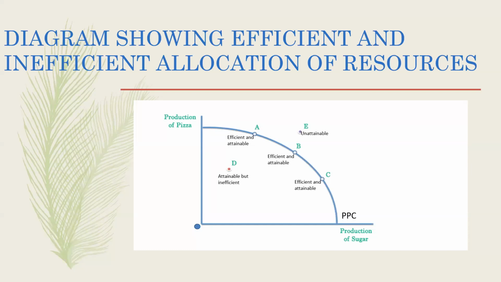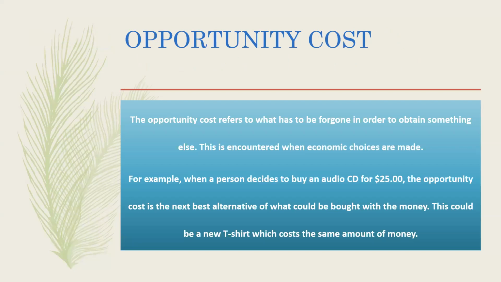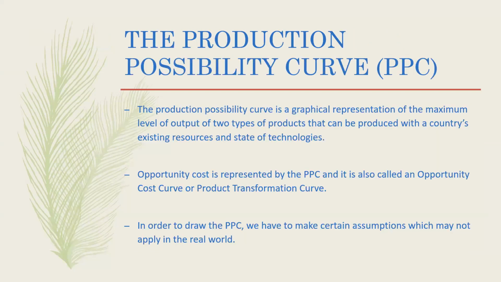So this was the first stage. Let me just go back a second. Right. So the production possibility curve is a graphical representation of the maximum level of output that can be produced within a country. We look at the country's state of technology and resources, and all that can actually be produced will be graphically represented via this production possibility curve.